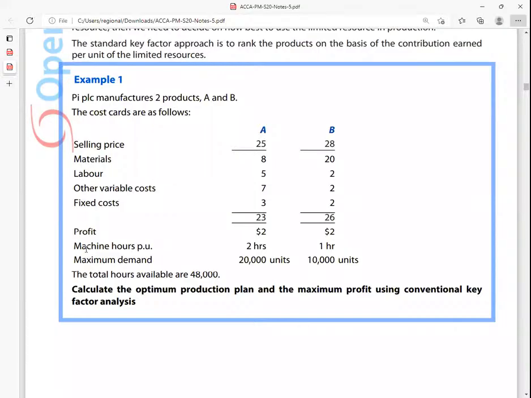As you can remember, as per our definition, a key limiting factor will be that particular factor that prevents us from achieving the maximum demanded units. You can't achieve this simply because this factor is scarce. And then they have given us the total hours available at 48,000. They want us to calculate the optimum production plan and the maximum profit using conventional key factor analysis, not throughput. They want us to use the old conventional key factor analysis where we go through those basic steps.